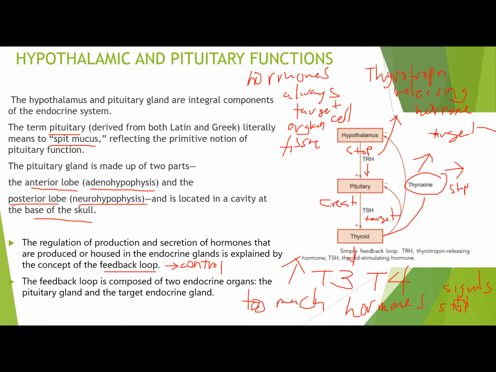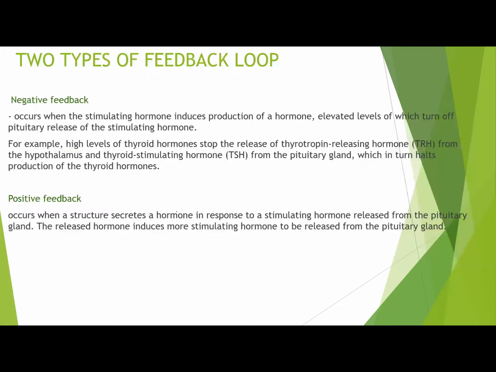It controls the creation and the cessation of the production of hormones. So, to explain the feedback loop further, let's start with the first one, the positive feedback loop. The positive feedback loop, class, would occur when a structure would secrete a hormone in response to a stimulating hormone released from the pituitary gland. The released hormone induces more stimulating hormone to be released from the pituitary gland.